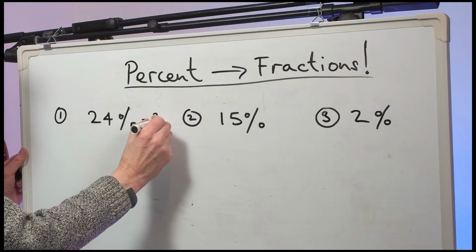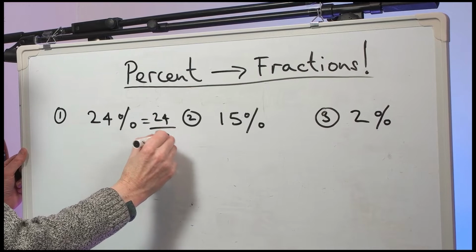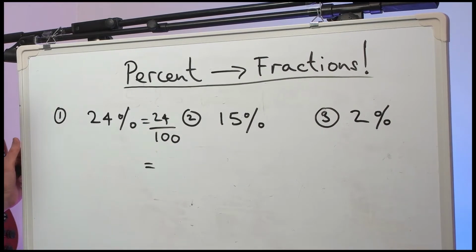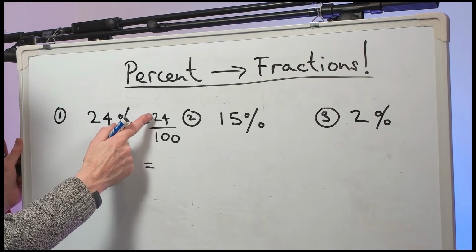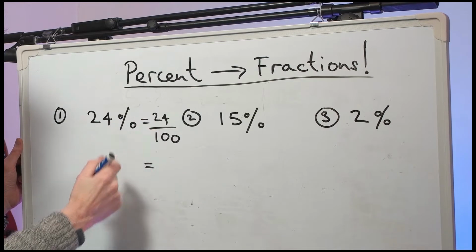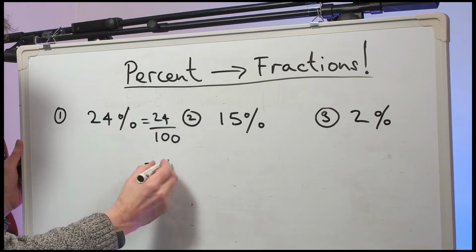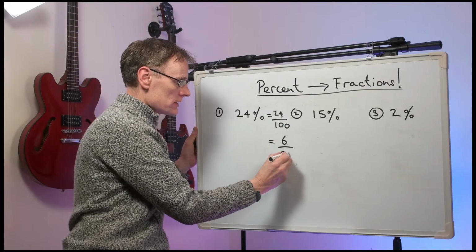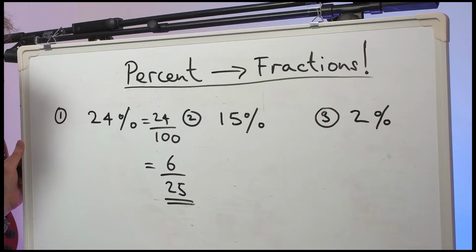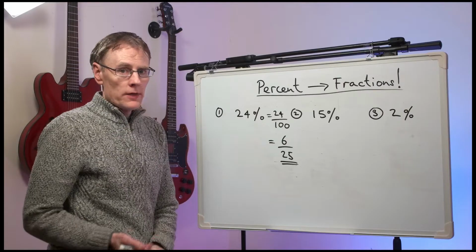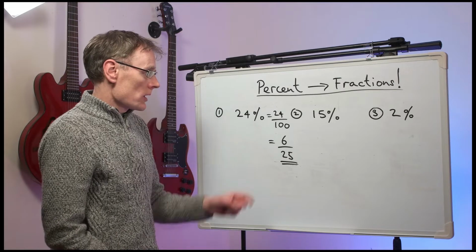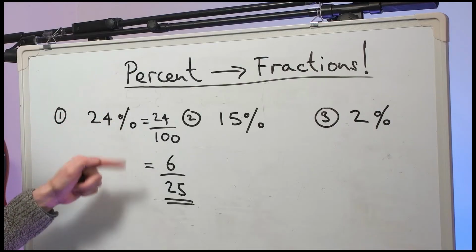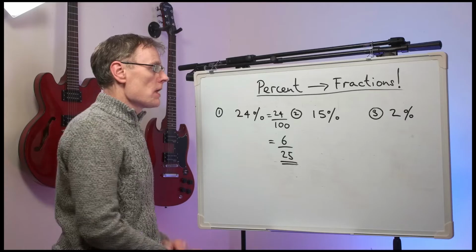24%, that's 24 over 100. 1 mark for that. Reduce that to its lowest terms. Now we can divide the top and bottom by 4. 6 4s are 24, and a quarter of 100 is 25. 6/25ths. You might have done that in 2 steps. You might have said 12/50ths and then reduced it down again to 6/25ths.